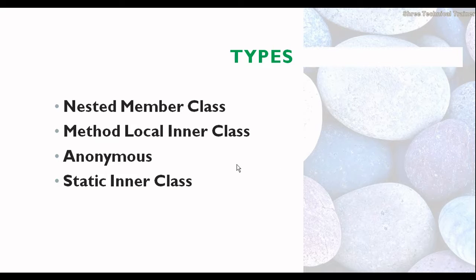So what are the types of inner class? There are basically 4 types, but we can classify them as 2: static and non-static. Out of these 4, 3 are non-static and the other is static inner class. Under non-static, nested member class, method local inner class and anonymous inner class come under non-static inner class. Let's see one by one.